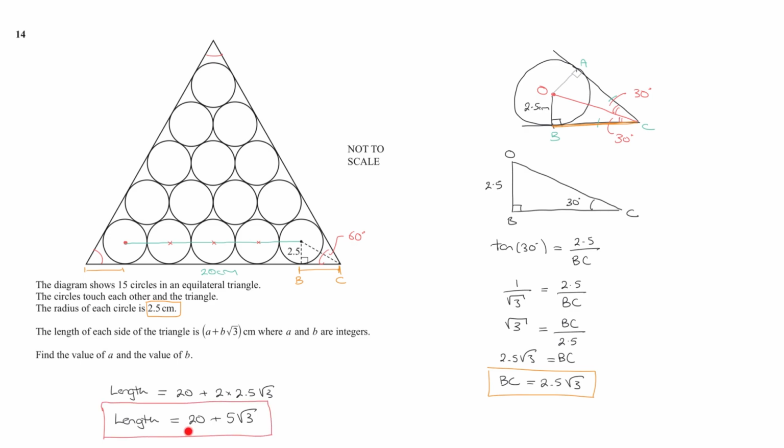And so comparing 20 plus 5 root 3 to a plus b root 3, hopefully it's clear that we can quickly state that a equals 20 and b equals 5. And that's the final answer. And there we go. That's how to solve this IGCSE Extended Mathematics Paper 2 question.